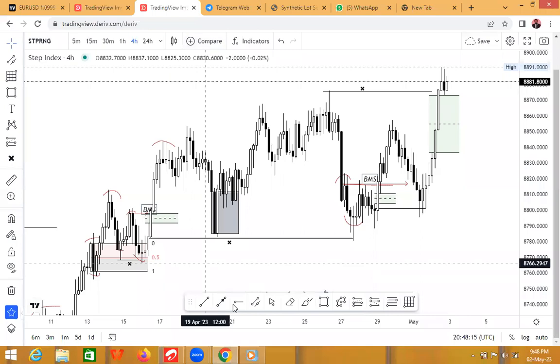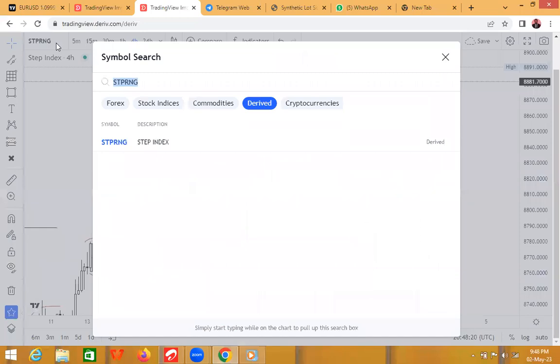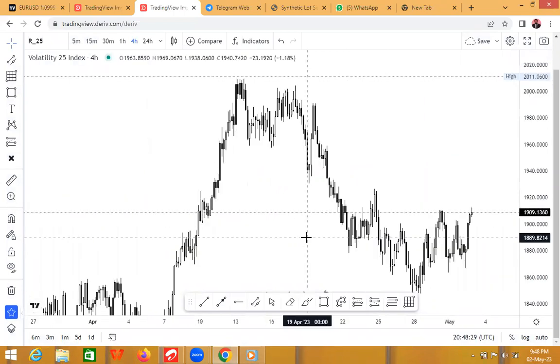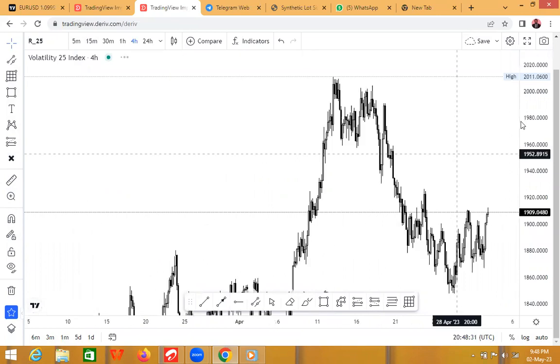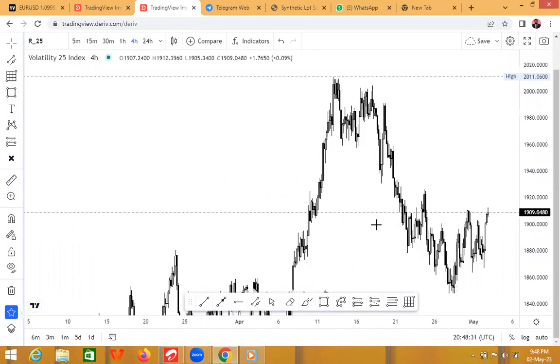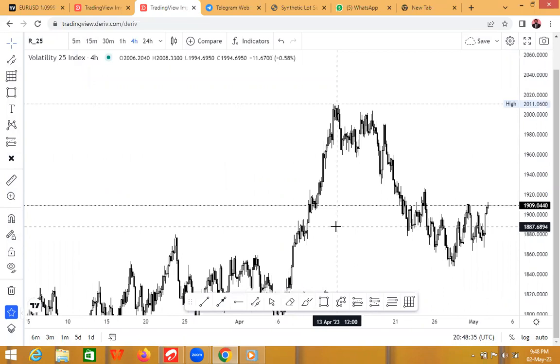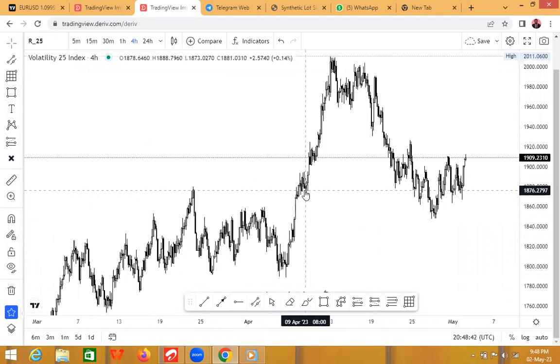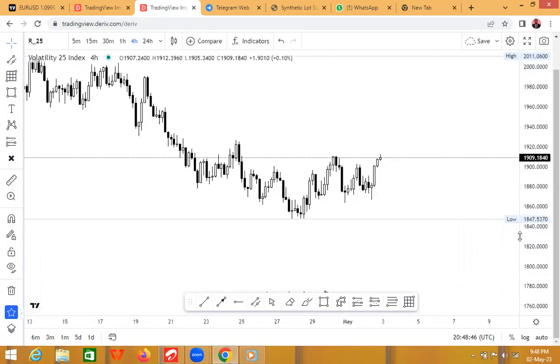Okay. All right, let me go to VIX 25. Let me show you all something. 25 used to be my very good asset, but I left it for a very long time. I took a trade on it recently, so I want to share it with us. This is the 4 hours. Now, we know that price is bullish. I'll tell us why. But let me just come to this place.